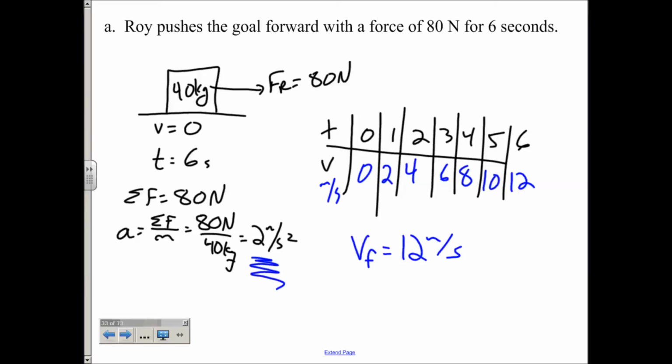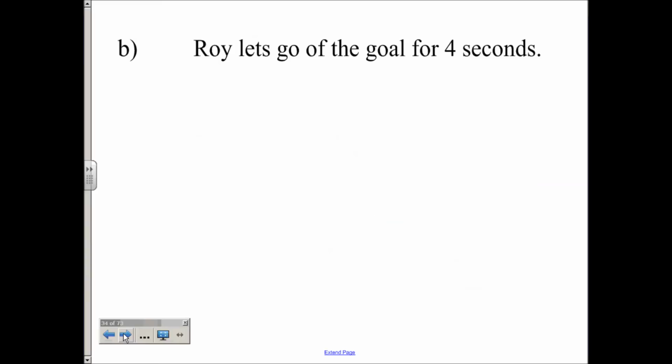So when we move on to part B, that's where we're going to start. Okay? So at the end of part A, we're moving at 12 meters a second. So now in part B, let's draw our goal again. Roy just got it moving, right? So we know that the velocity of the goal is 12 meters a second, right? It's 40 kilograms. If Roy stops pushing it, there's nothing pushing it forwards. We said it's frictionless. So that's our drawing. So what's the goal going to do?